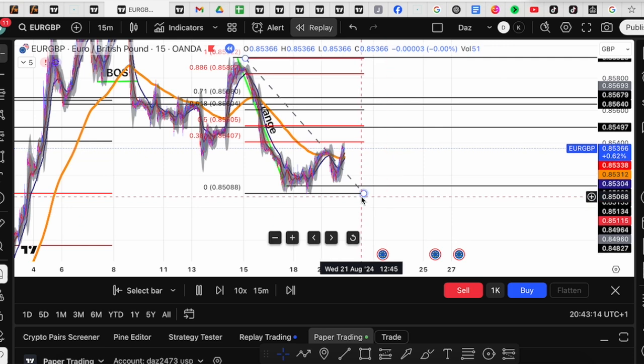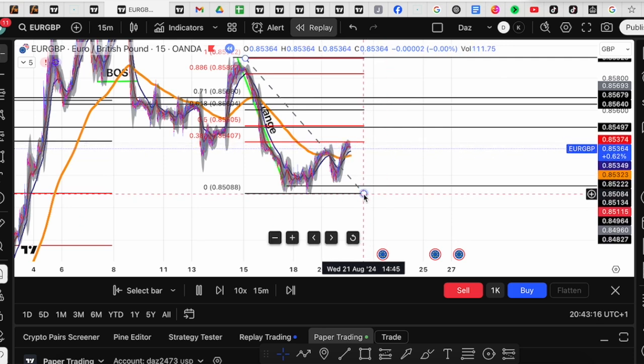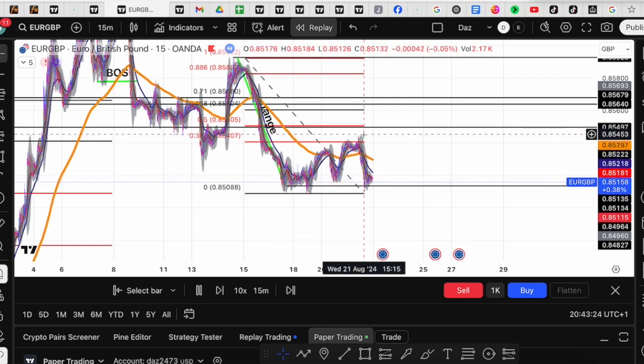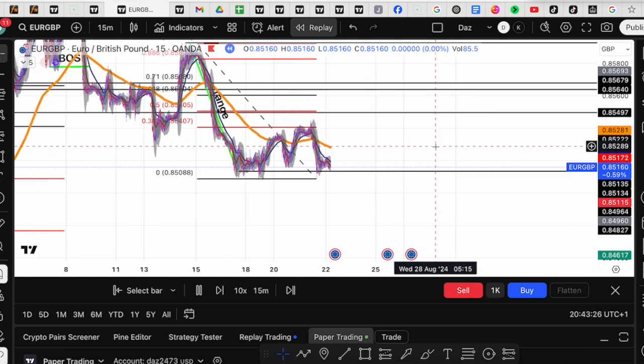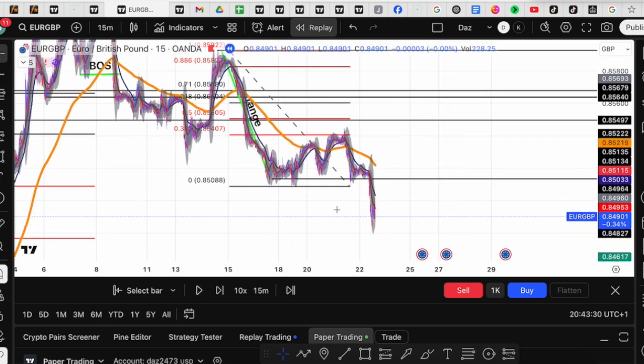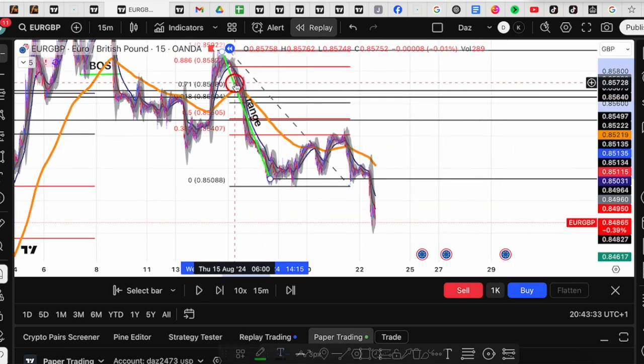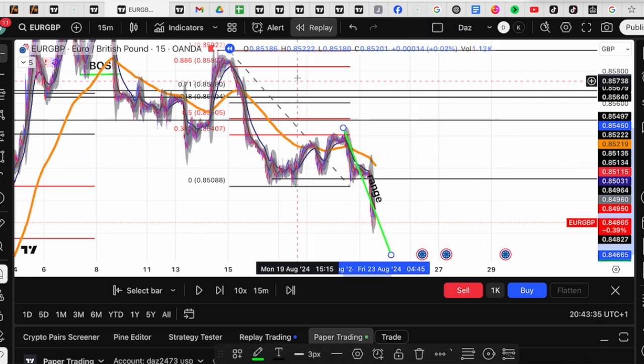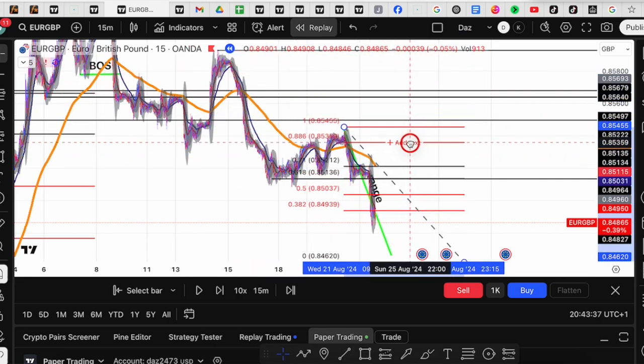Right? Not to the 382 yet. When it gets to the 50, you set a pending. Not got to the 50 yet. If it breaks structure again, then we'll go in for this as the new high. Right, now it's broken structure. Let me pause this. So now, this is your new range. Okay, this is your new range.